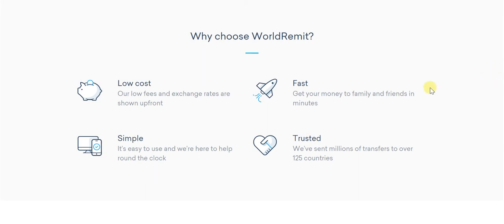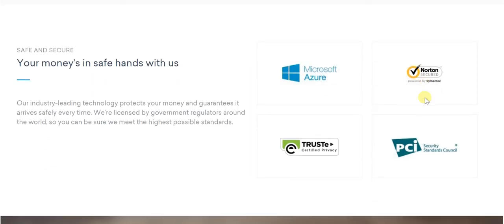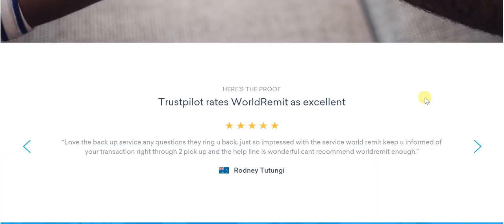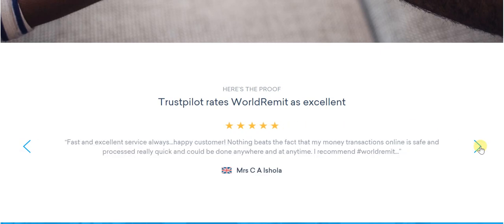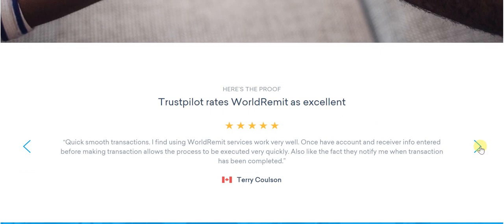And finally, it's very trustworthy. Already there are millions of transfers that WorldRemit has successfully completed. So with all of that in place, you can rest assured that your money is well and truly safe with WorldRemit. And as far as trustworthiness is concerned, that factor is accentuated by the fact that WorldRemit has been rated as excellent on Trustpilot. And you yourself can see the kind of ratings that WorldRemit has received. In each and every instance, you'll find that the feedback has been excellent.